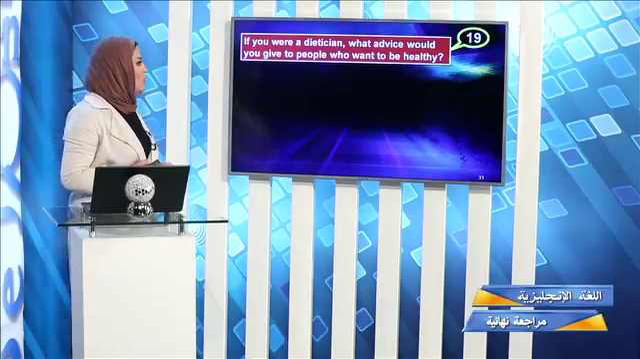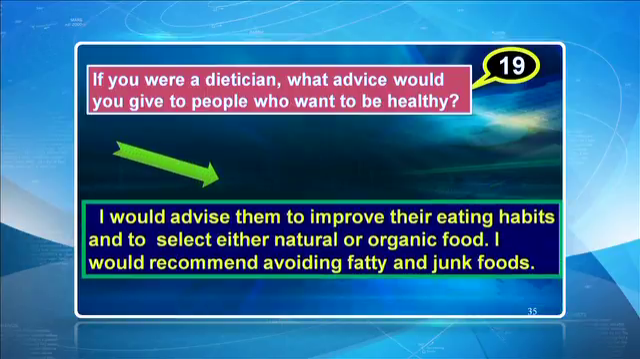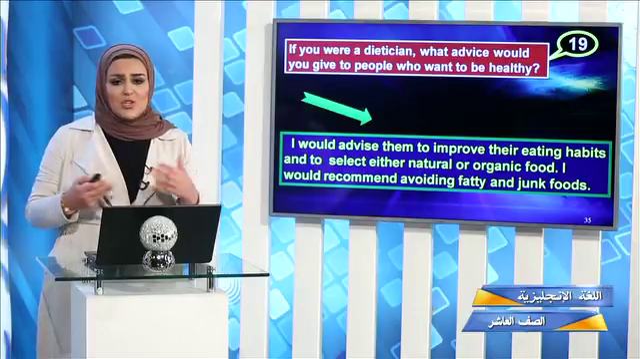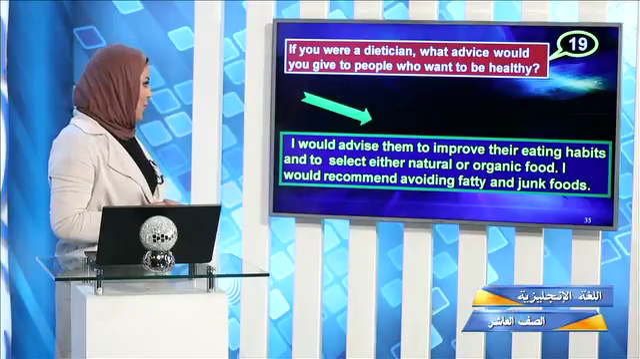Now, let's look at the first question. If you were a dietitian, what advice would you give to the people who want to be healthy? This is easy from Unit 1. So, if people want to be healthy, what can they do? Well, we can say, I would advise them to improve their eating habits and to select either natural or organic food. I would recommend avoiding fatty and junk foods. So this is like a general question. You can write a general answer from your own knowledge about healthy food.